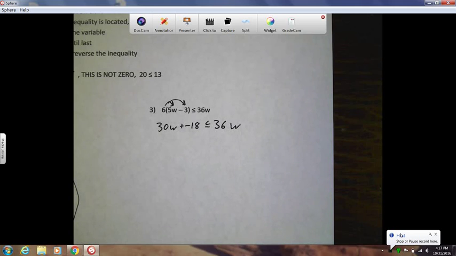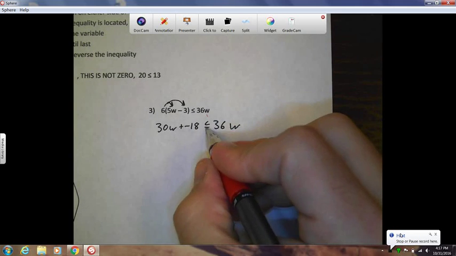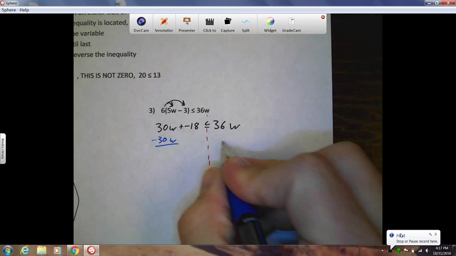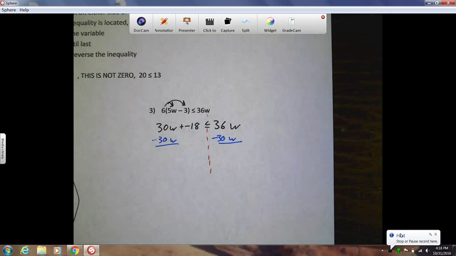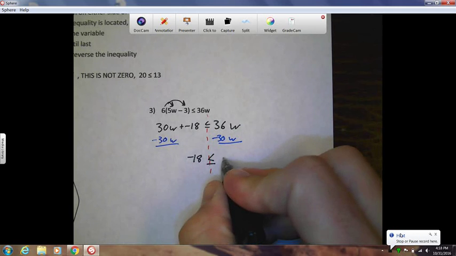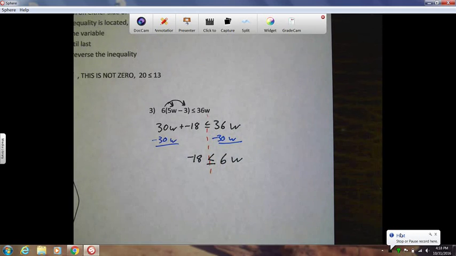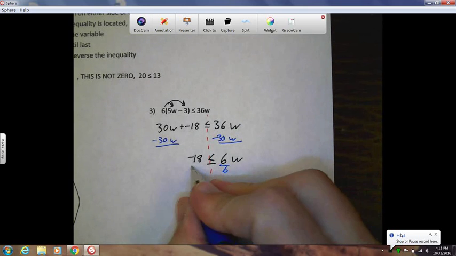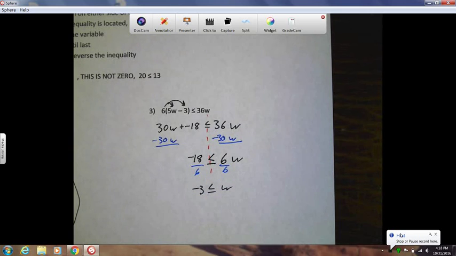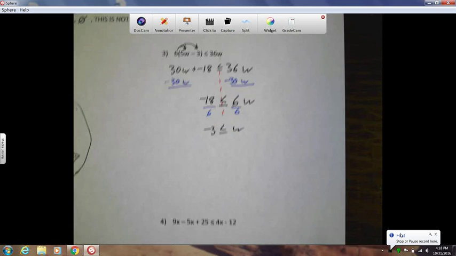Here's my inequality. I got to do the same thing on both sides. I'm going to subtract 30w. So I have negative 18 less than or equal to 6w. Divide by 6. So it looks like that. You do not reverse the inequality because I didn't multiply or divide both sides by a negative. And last one. I'm not going to graph number 3. We've already done a lot of those.